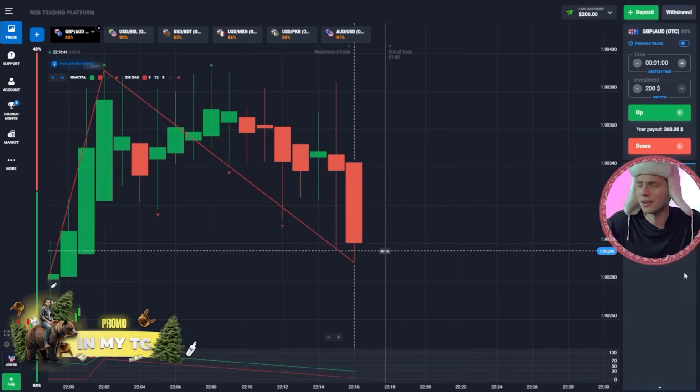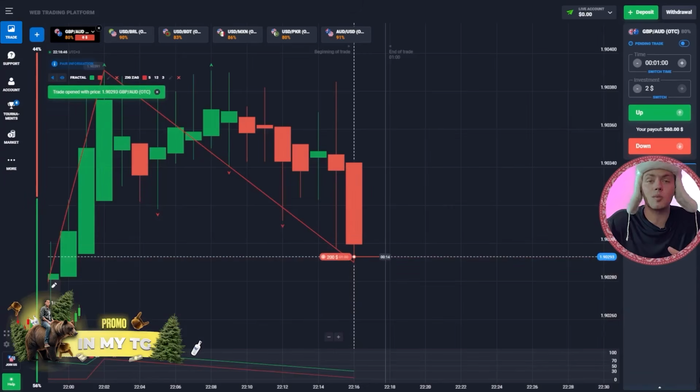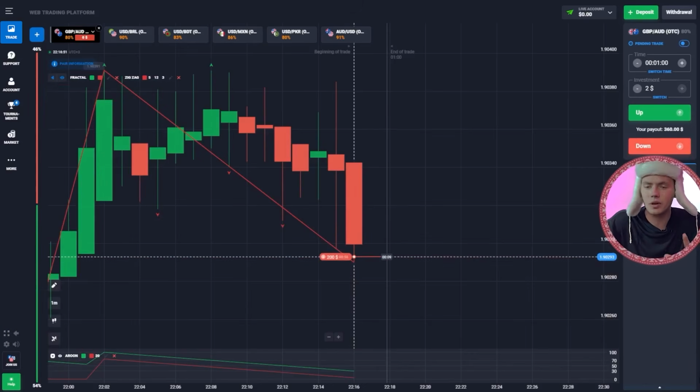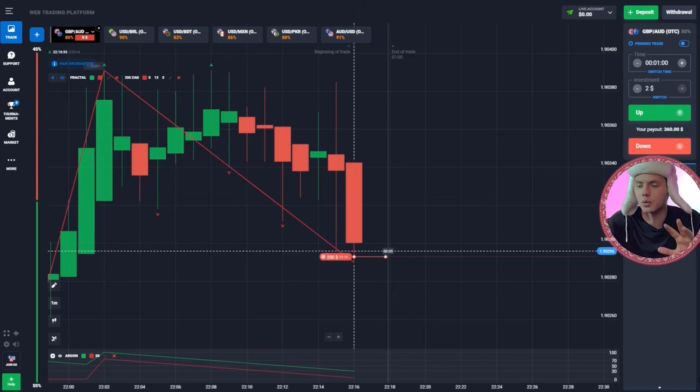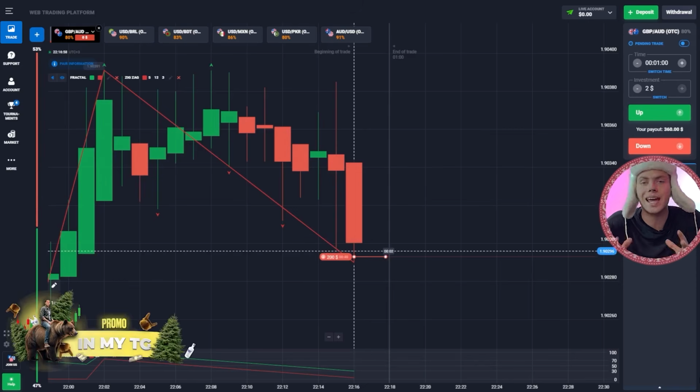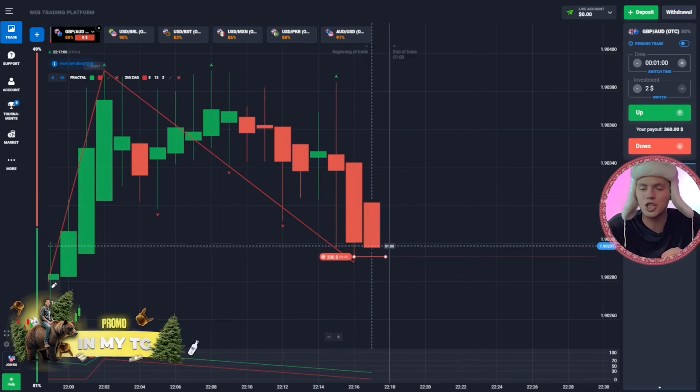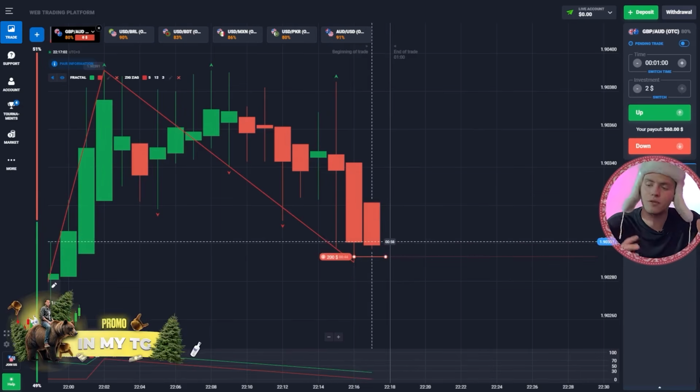Okay guys, here is our first trading pair. Right now I'm opening a down trade, a sell trade. If you take a look at the Aroon indicator, which is at the bottom, you will see that here we have a downgoing trend at the moment. However, it is actually right now for both buyers and sellers.